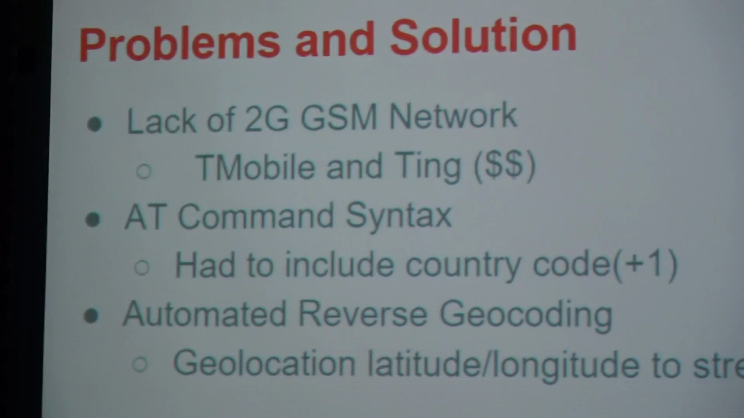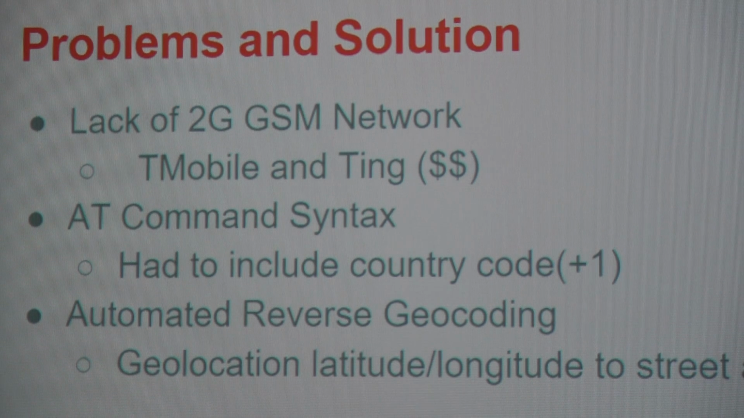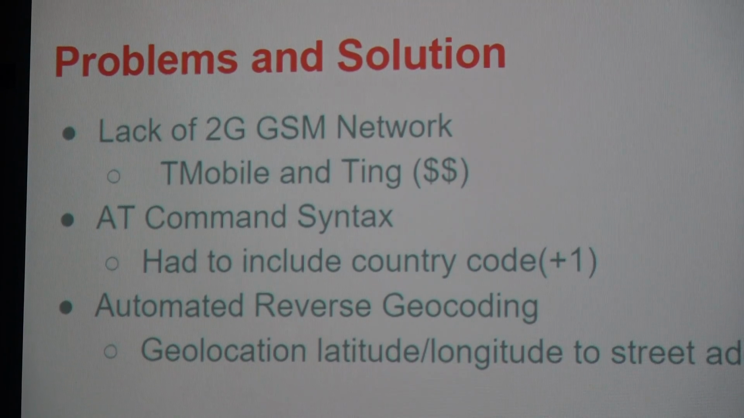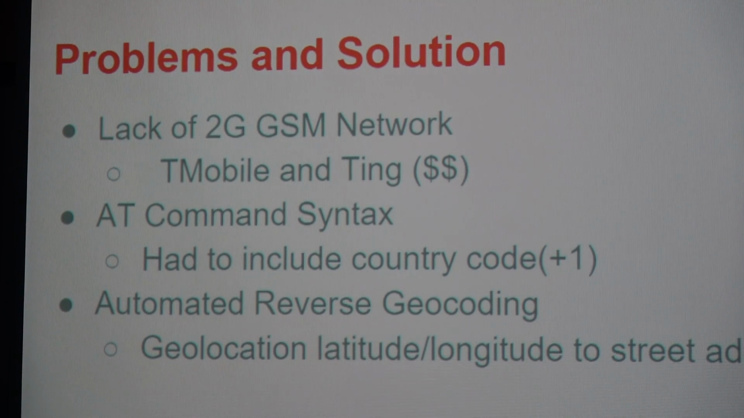Some of the problems we also faced was, of course, like I said before, the lack of 2G GSM. Since T-Mobile is the only one that offers it in America, as well as Ting, it was still pricier than we expected.